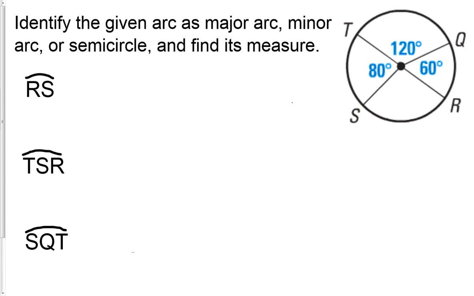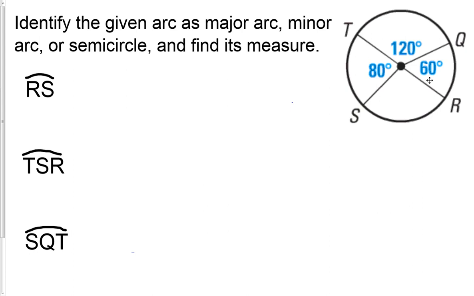Identify the given arc as major, minor, or semicircle and find its measure. So go ahead, try this basic example on your own if you're feeling confident. Remember, straight lines add to 180.